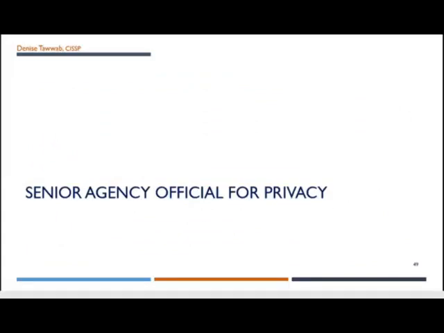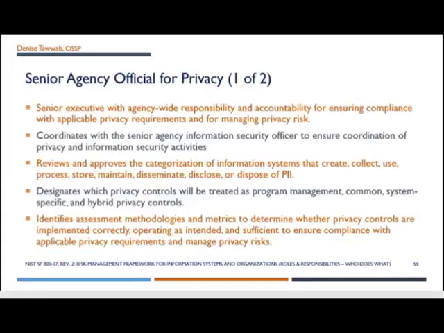Now, the Senior Agency Official for Privacy. The Senior Agency Official for Privacy, or as I like to call it, the Chief Privacy Officer, is the senior executive with agency-wide responsibility and accountability for ensuring compliance with applicable privacy requirements and for managing privacy risk. They coordinate with the Chief Information Security Officer to ensure coordination of privacy and information security activities.